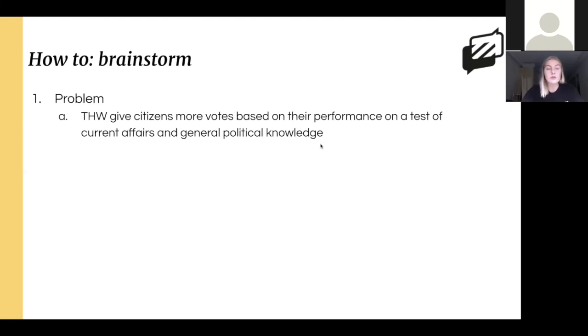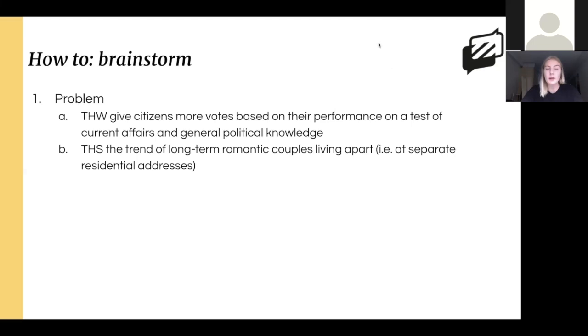However, in some other motions, especially if they're not a This House would motion, thinking of the problem can be really useful for coming up with ideas on how the debate is going to go and what kind of arguments to make. For example, in a motion, this House supports the trend of long-term romantic couples living apart, i.e. in separate residential addresses or in separate apartments, it might not be super obvious what the problem is at first. Is the problem that people live together as it is, or is it a problem of how this then affects their relationship? Or why is this something that we are talking about in this motion?